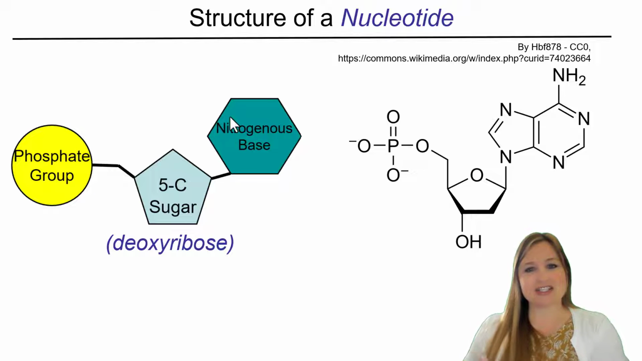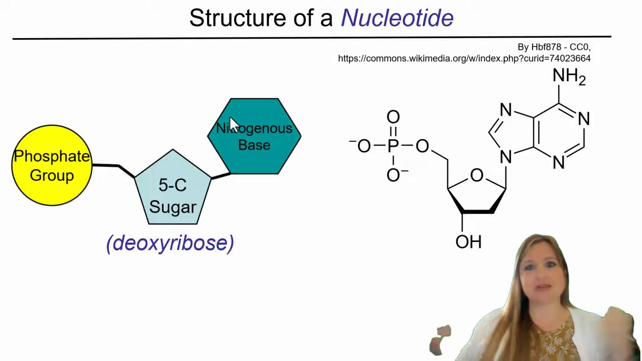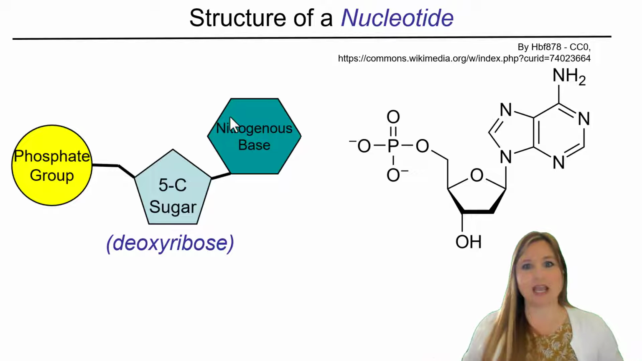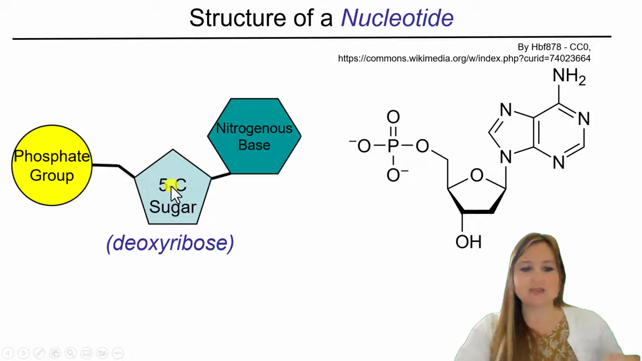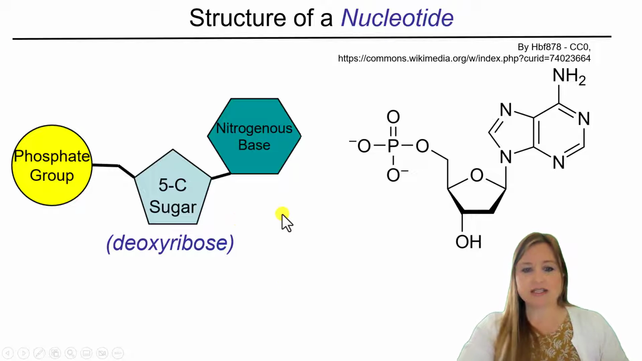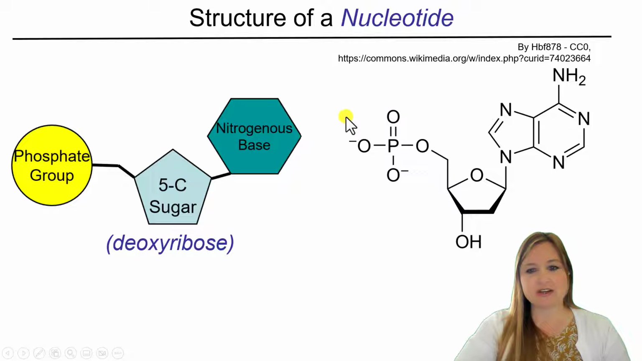Now, this is just the structural drawing of a nucleotide. I didn't want to throw this right at you because it looks like a lot of chemistry, which can be intimidating. I absolutely get that. And that's why I gave you that little drawing on the side. But now that we understand the different parts of it, we can break it down and understand how this works. So here's our phosphate group right here.